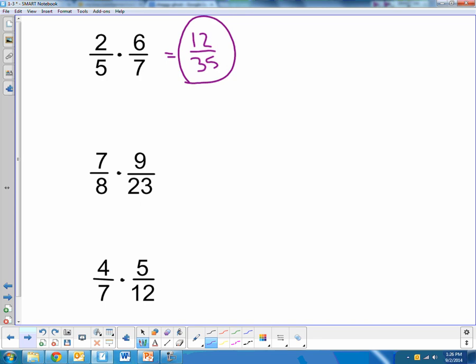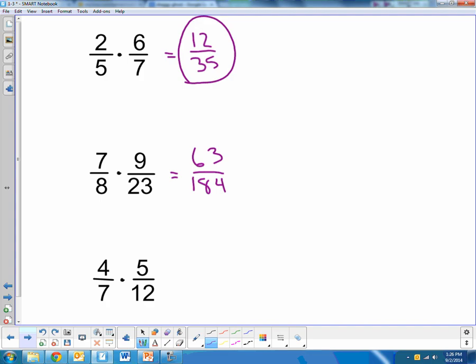Next one we've got 7/8 times 9/23. So again, I'm going to multiply the numerators together. 7 times 9 is going to give me 63. 8 times 23 is going to give me 184. Double check my mental math here.